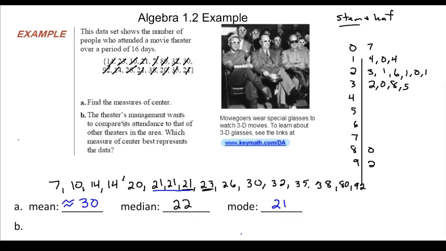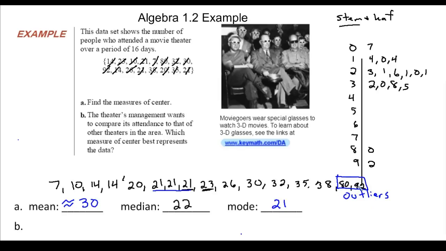All right, so the theater's management wants to compare its attendance with that of other theaters in the area. Which measure of center best represents the data? The measure of central tendency that best represents the data is probably not going to be the mean. Do you know why? What numbers are included in the mean that made it go higher than all the others? These two out here, 80 and 92, are way higher than all the other 14 data points. What we call these things is outliers. And how we exactly find them will be a subject of a later video. But 80 and 92 are outliers.